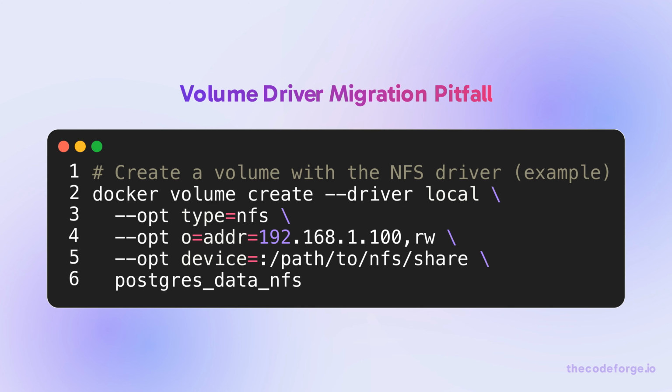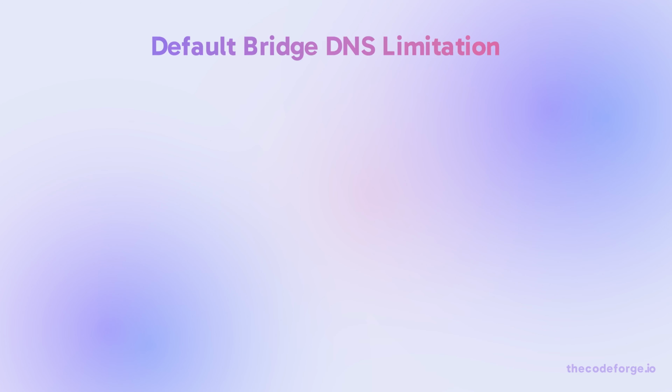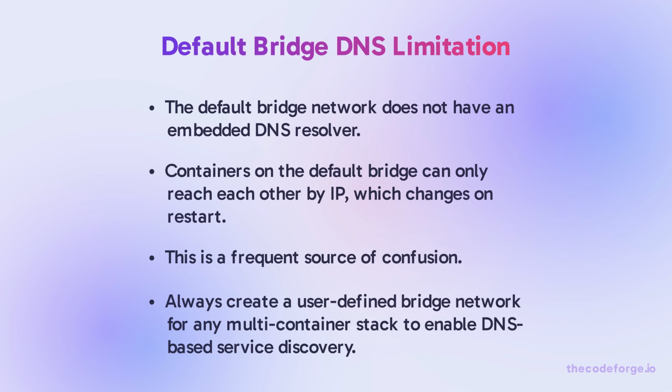When moving from a single host Docker setup to Docker Swarm, named volumes using the local driver are not available on other nodes. If the database container is rescheduled to a different node, it starts with an empty data directory. The fix is to use a multi-host volume driver like REX-Ray or Portworx, or an NFS mount, so volumes are accessible from any node.